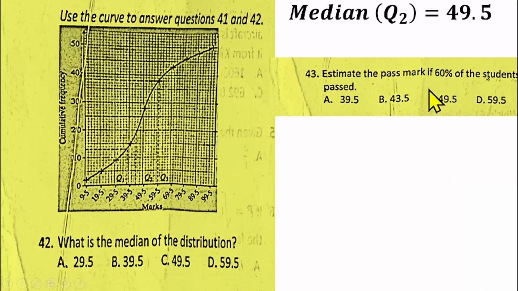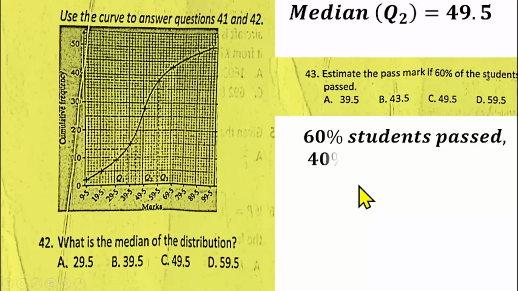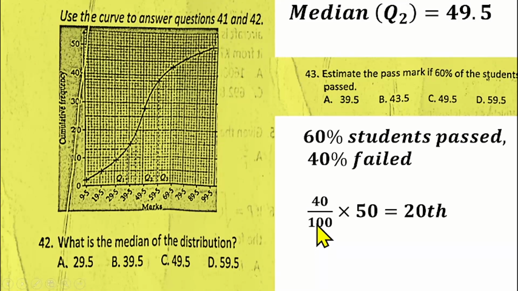And if 60% pass, then we have to estimate the number of students that failed. If 60% pass, that means 40% will fail. So you can now find the 40th percentile of the total frequency, which is 50. We'll be having 40 over 100 times 50, and that gives us the 20th position. The pass mark will be in the 20th position.